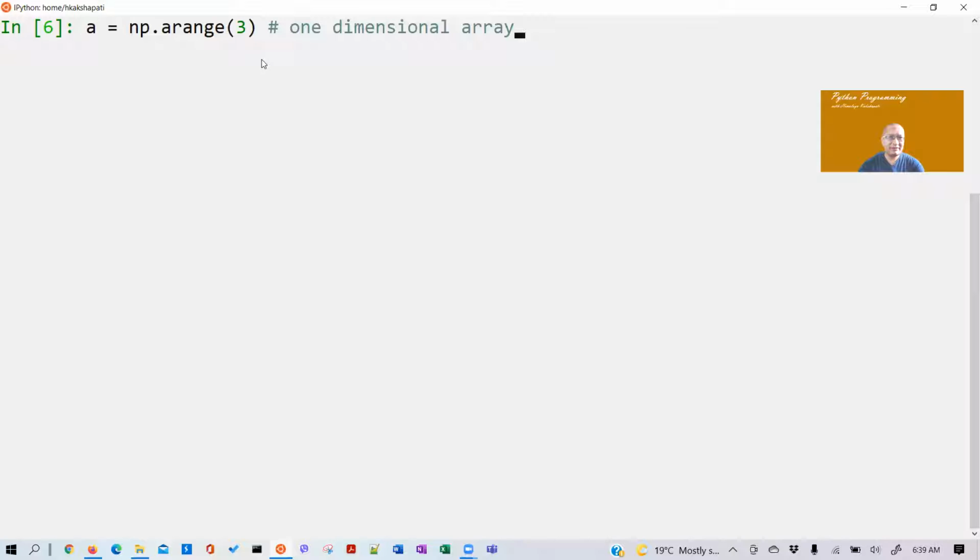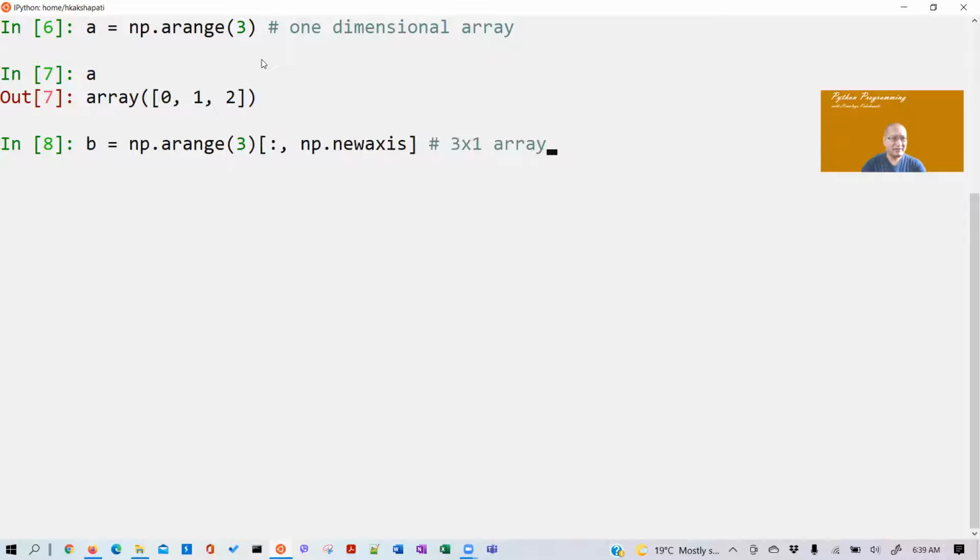Simply np.arange, and here we see it is still a column vector, right? So it has created a column vector. Same thing, 0, 1, 2, we just converted it to a column vector, 3 by 1, right? 3 by 1 column.